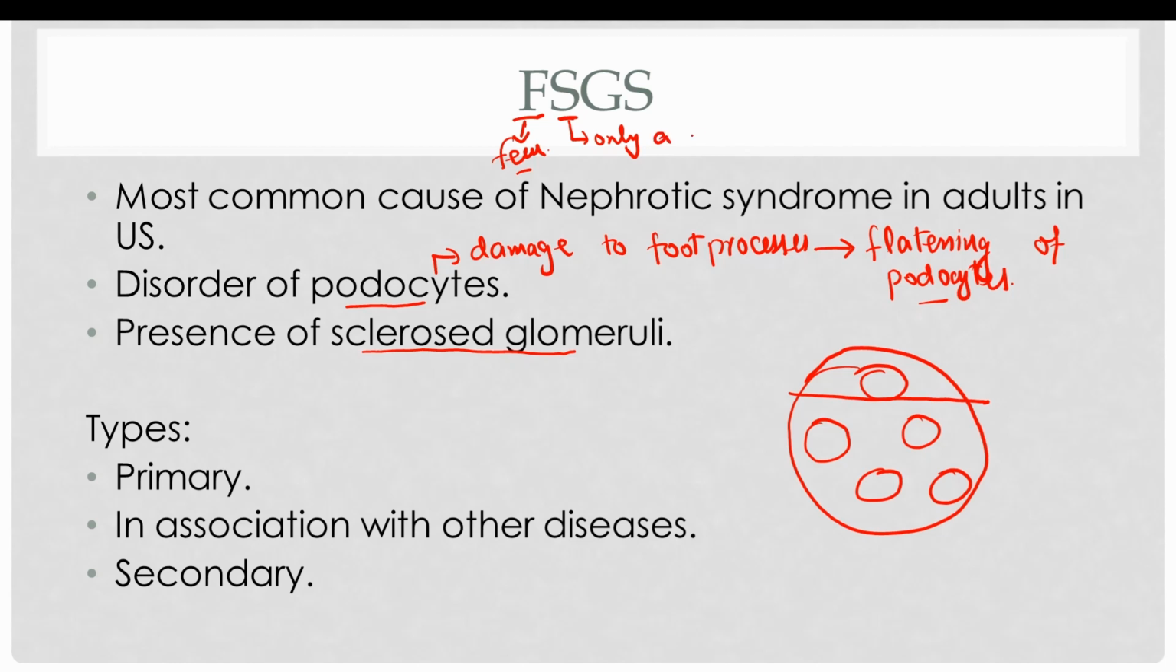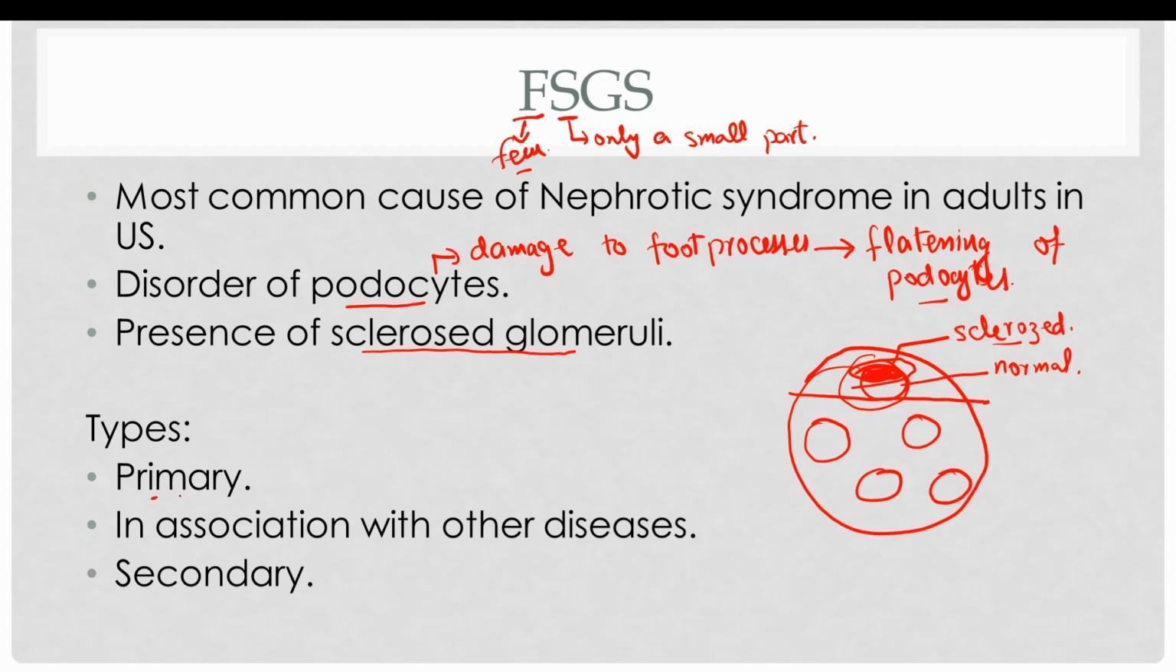Segmental means only a small part. So in this case, this glomerulus is involved. And what happens here is that only a specific portion of this glomerulus is sclerosed. The rest of the glomerulus is normal, and a small portion or a segment of this glomerulus is sclerosed. Hence the name focal segmental glomerulosclerosis.